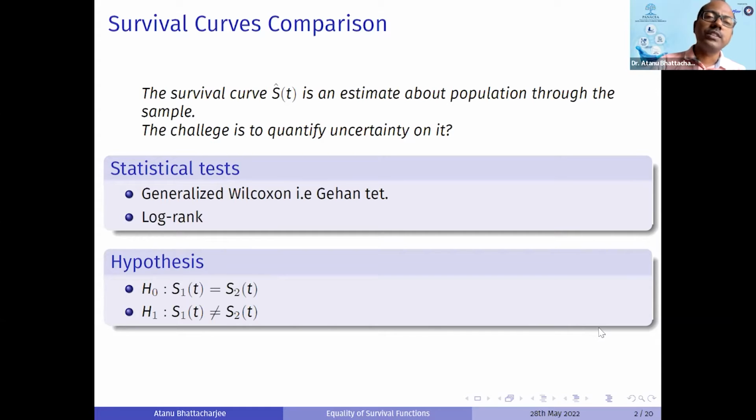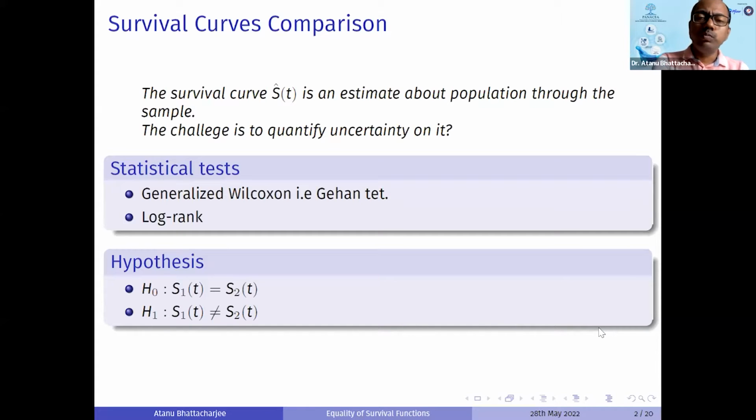So, survival curve comparisons. Let S cap T be an estimate about the population through the sample. The challenge is to quantify uncertainty on it. My apology, there is a spelling mistake in my sentence. It should be challenge, not challenge. Anyway, once we are talking about S of T, the estimate of that S of T is called S cap T, and the intention is to quantify the uncertainty on it, or the probability of difference between these two groups.